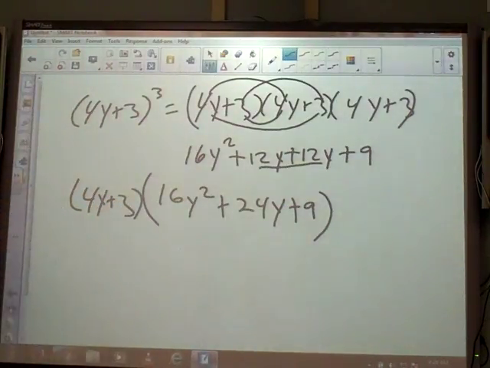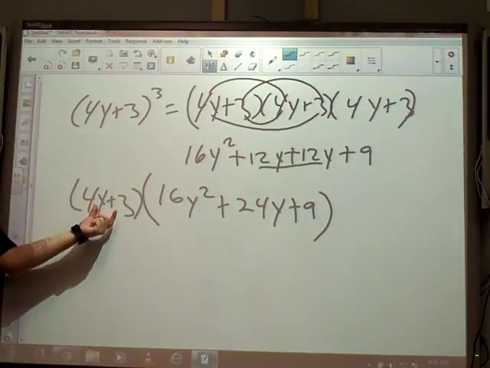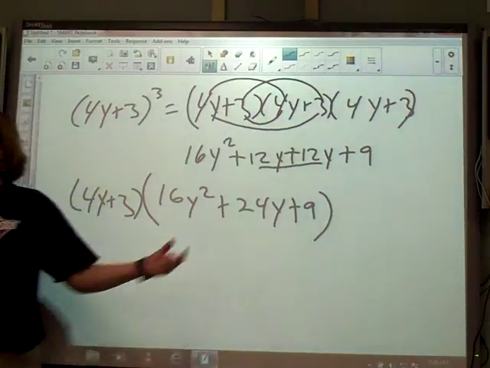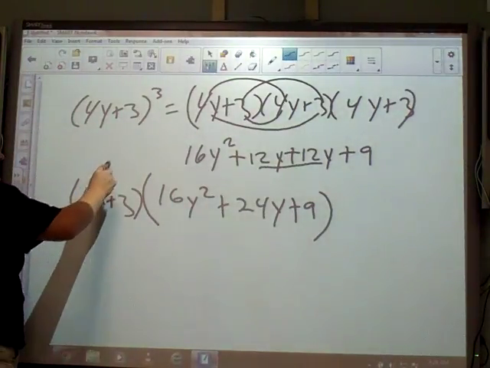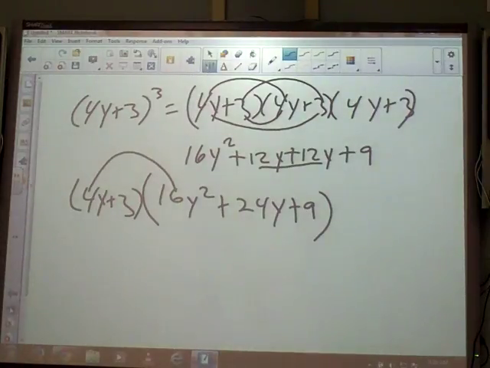I can't do FOIL now because this has two terms and this has three. So this is back to that previous problem. I can stack them if I want to, or I can just distribute the 4y to everything, distribute the 3 to everything, then combine like terms. Do the second. Molly's a stacker over there. Go for it, Molly. 4y times 16y squared.